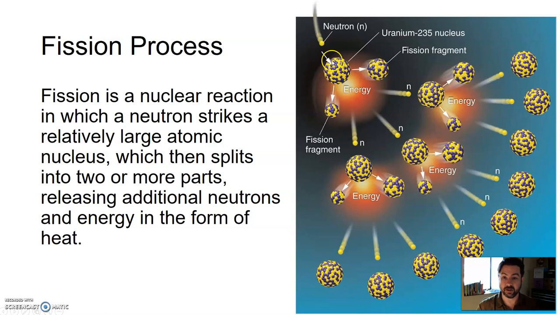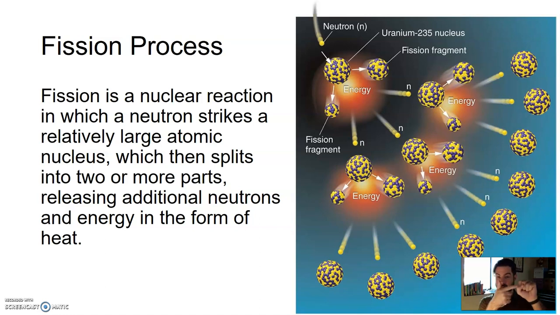So 1 neutron can split 1 atom, which creates 3 neutrons, which splits 3, and then those 3 create 3 more, so 1, 3, 9. There's this chain effect, this exponential effect during nuclear fission.